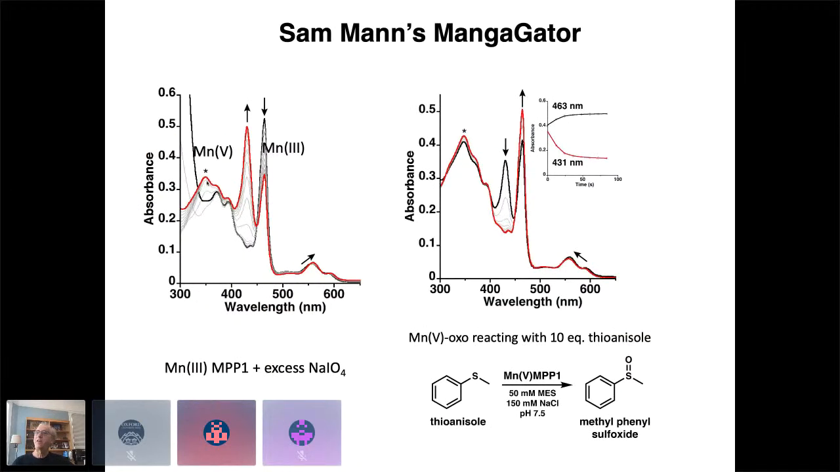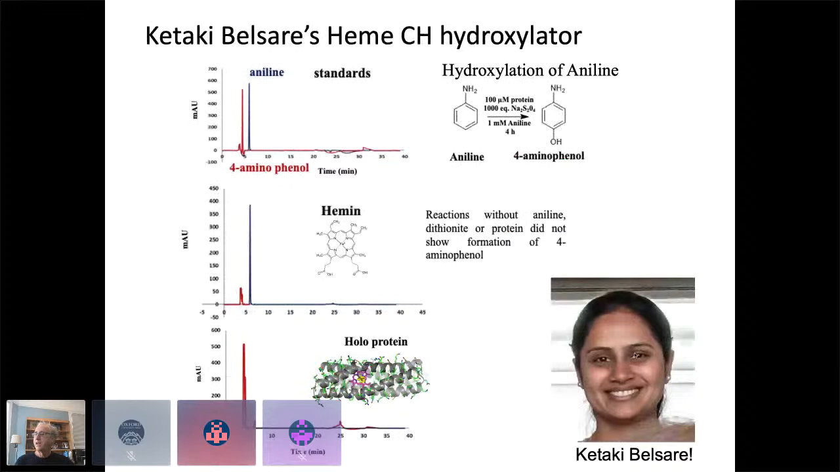And here we can see that it is indeed able to access this manganese 5, highly high valence state, and then transfer that oxo to something like thioanisole. Now, in parallel, Kedeke has been working with heme, which will allow us to do things such as directed evolution if we want to use natural hemes directly from the bugs. And it has succeeded in making a protein that can hydroxylate aniline. Remember, before we were seeing N-hydroxylation. This C-H hydroxylates. Very different reactivity than we saw with diiron.